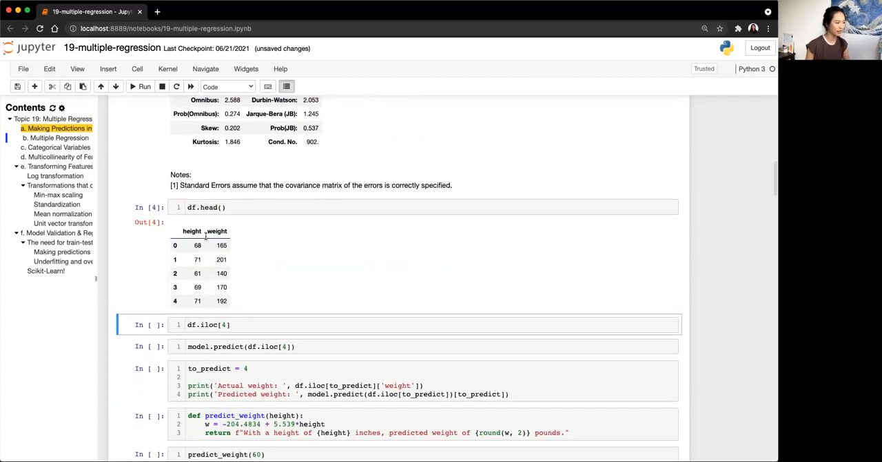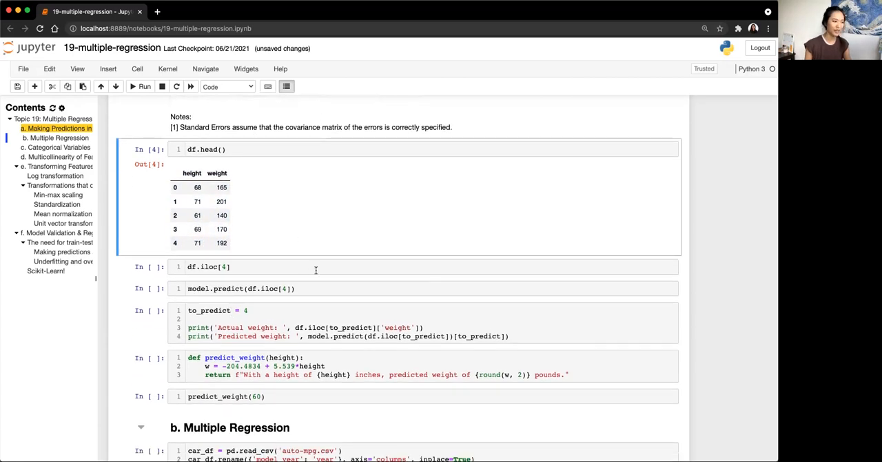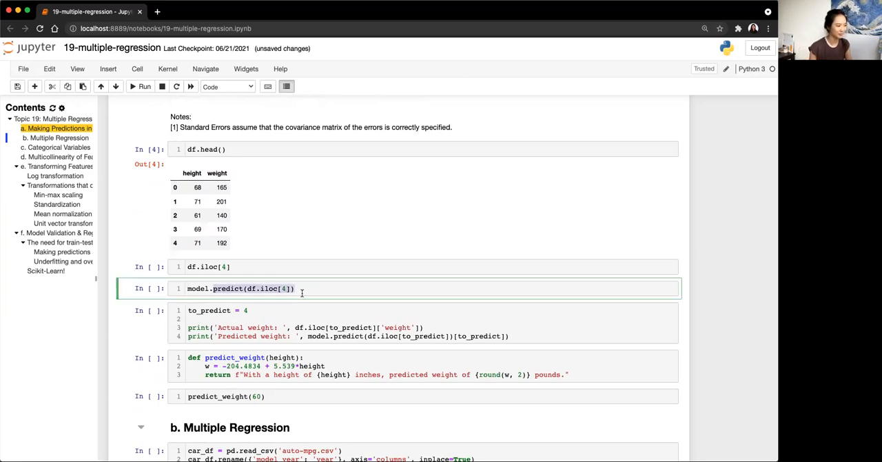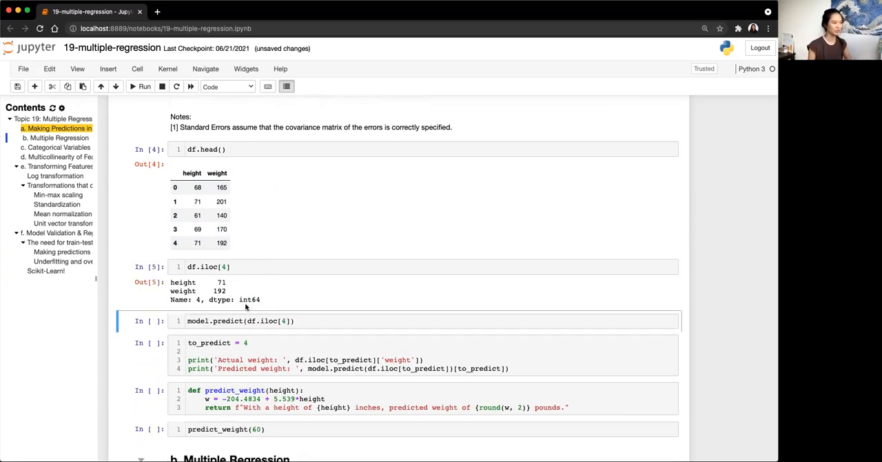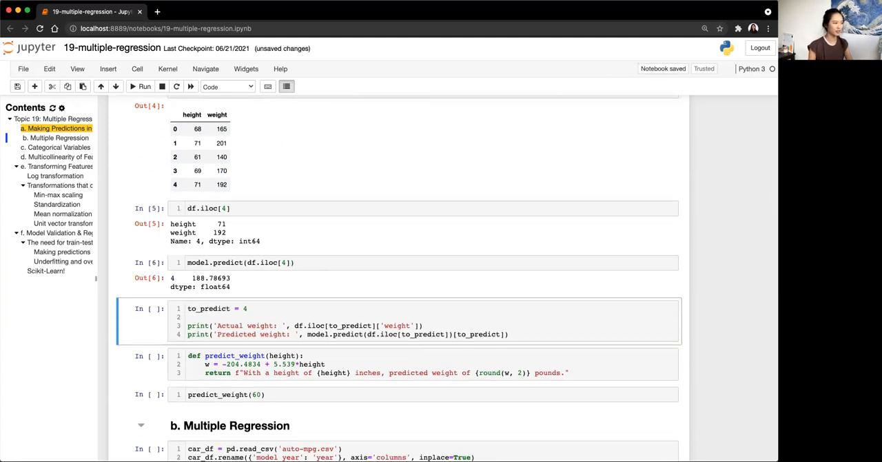All right, so here we have our data frame, our height and weight. The way that statsmodels does it, you have this dot predict function. What's a little bit finicky with this dot predict function is that for some reason it has to take in a data frame with the same number of columns as the data that you fit it to. So what I'm going to do is pull out one row of data and feed it into the dot predict.